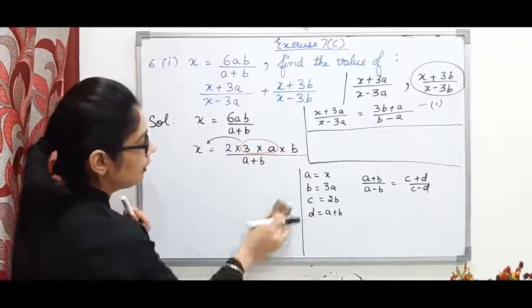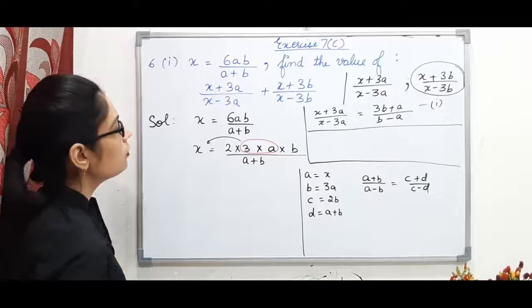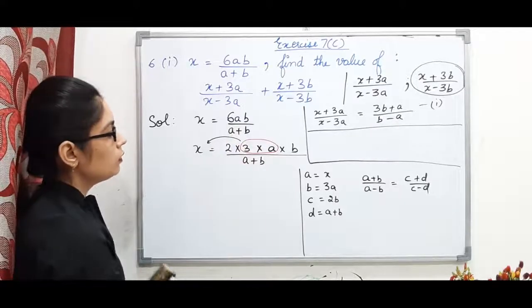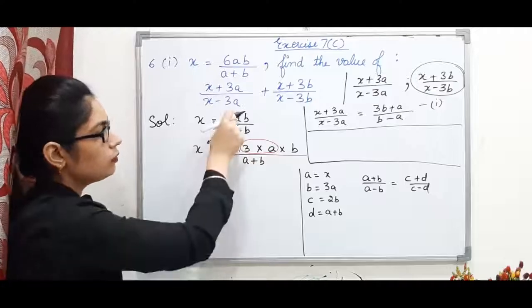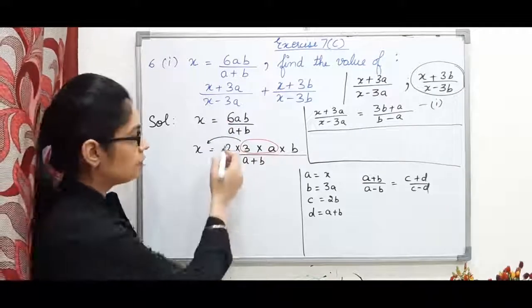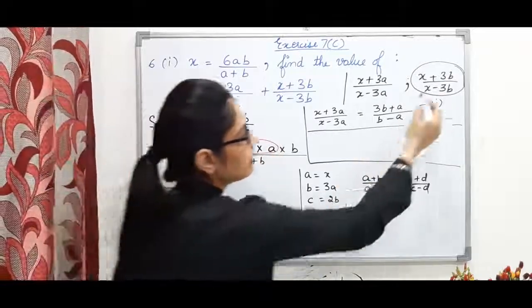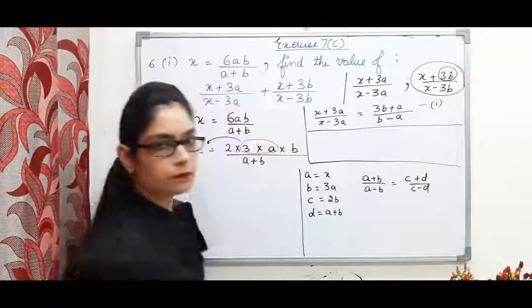Given is the value of x. x is equal to 6ab upon a plus b. So x is equal to, I will write 6 as 2 into 3, ab as a into b. Now with x I need 3b.